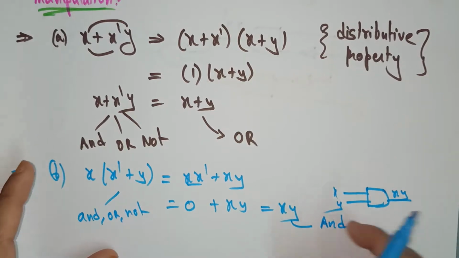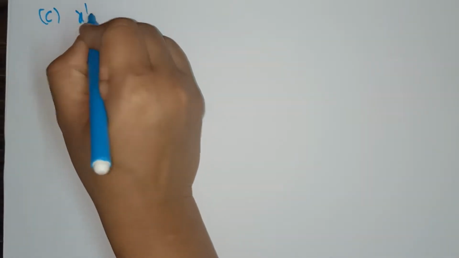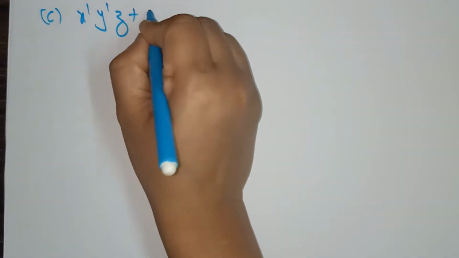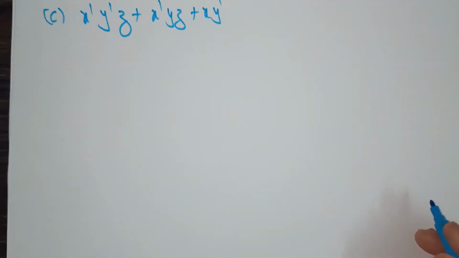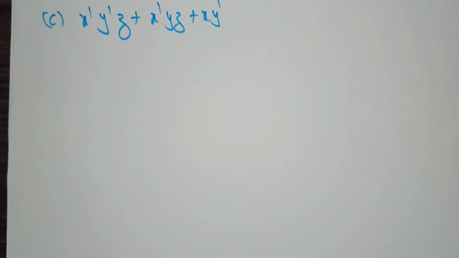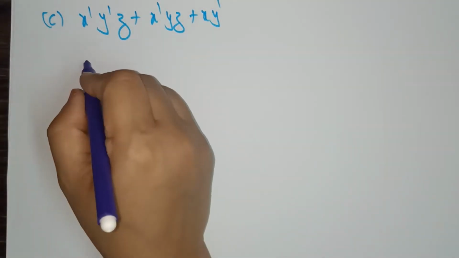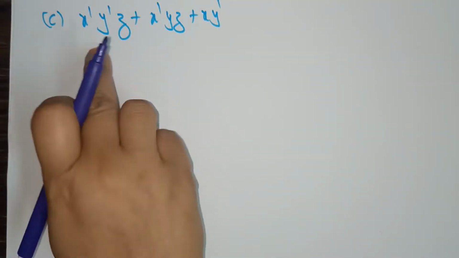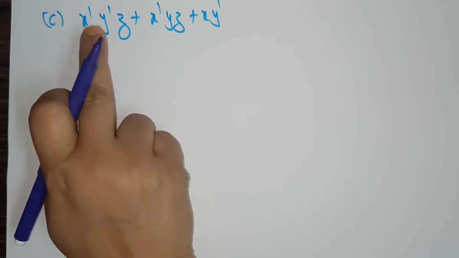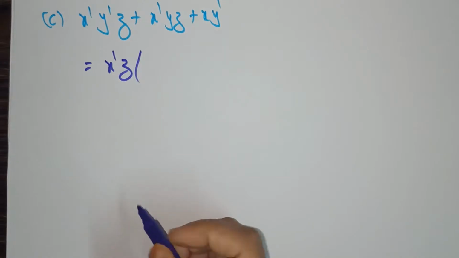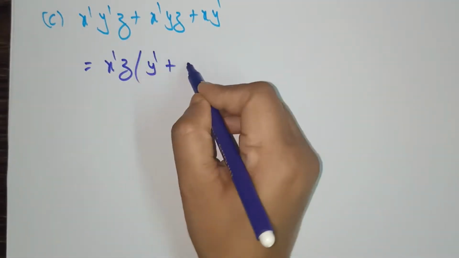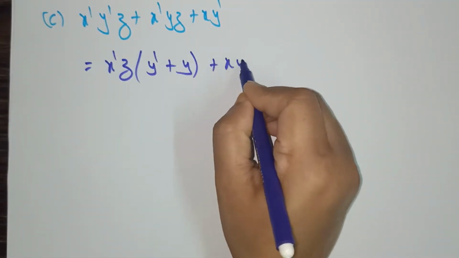Okay, so let's have a look at another equation. Let me take another equation: x dash y dash z plus x dash y z plus x y dash. So let's try to minimize this equation. Shall we start? Okay, so let me take x dash z common. Here x dash z is there and here x dash z is there. So try to take it as common. Then y dash plus y, plus x y dash.